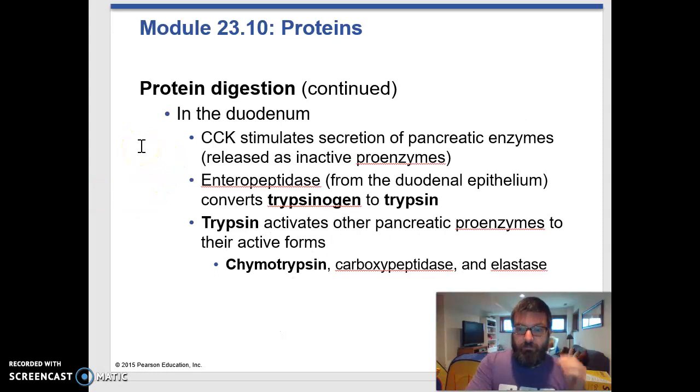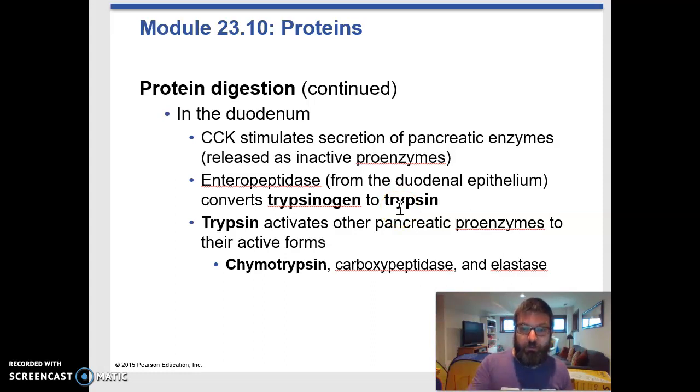Then in the duodenum, you continue with protein digestion because your pancreas also produces proteases. Specifically, something called trypsinogen, which becomes trypsin, just like pepsinogen becomes pepsin. Right? Trypsinogen is the precursor form. Trypsin is the active conformation of that protein. And that breaks down other enzymes.